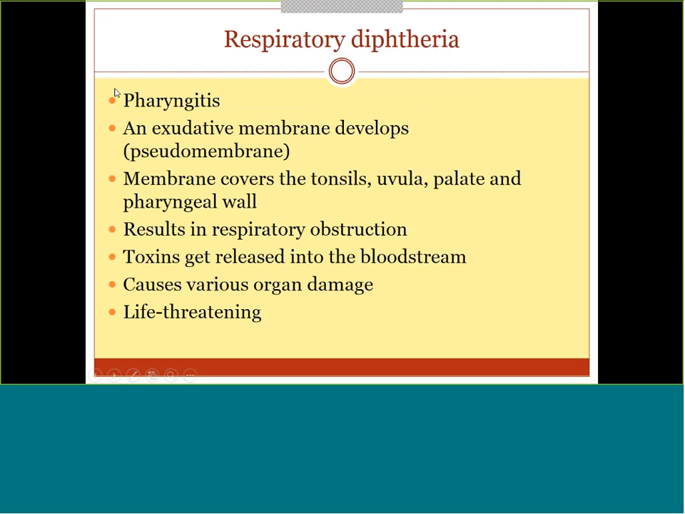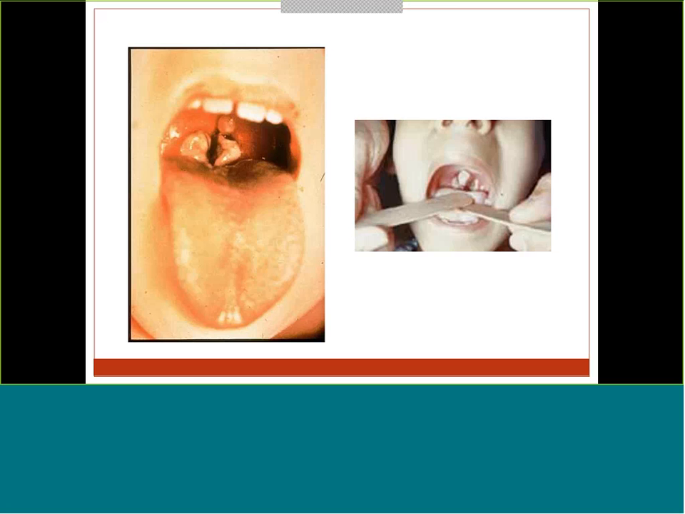So a little bit on the respiratory diphtheria. Again, it starts kind of like a pharyngitis, which is a sore throat. It develops this pseudomembrane on the back of the throat, and that membrane will cover over the tonsils, the palate, the pharyngeal wall, and basically results in covering over the airway and resulting in that respiratory obstruction. The toxins of diphtheria get released into the bloodstream and can also cause damage to the other organs. In general, all of this adds up to become very life-threatening, which is why they were able to thankfully get a vaccination developed so that we can all not have to worry about diphtheria.